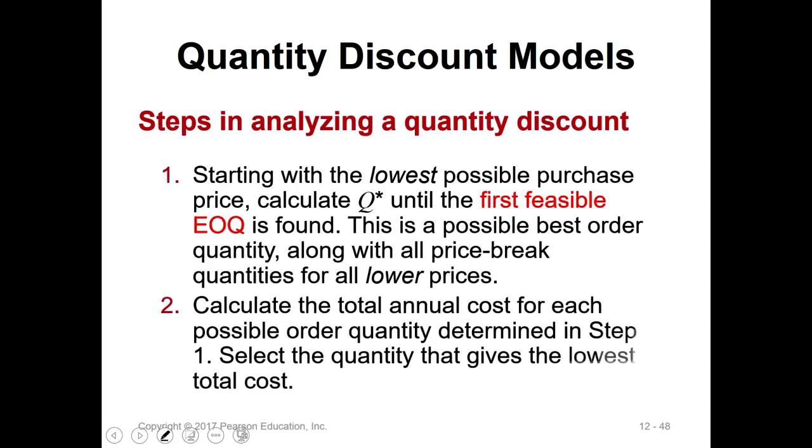For the quantity discount model, we always follow the two steps. If I do not explain the two steps, I think students, when they just read the book, probably do not understand how to calculate the total quality, total inventory cost. First, we want to start with the lowest possible purchase price. Calculate the Q star. So what does that mean?